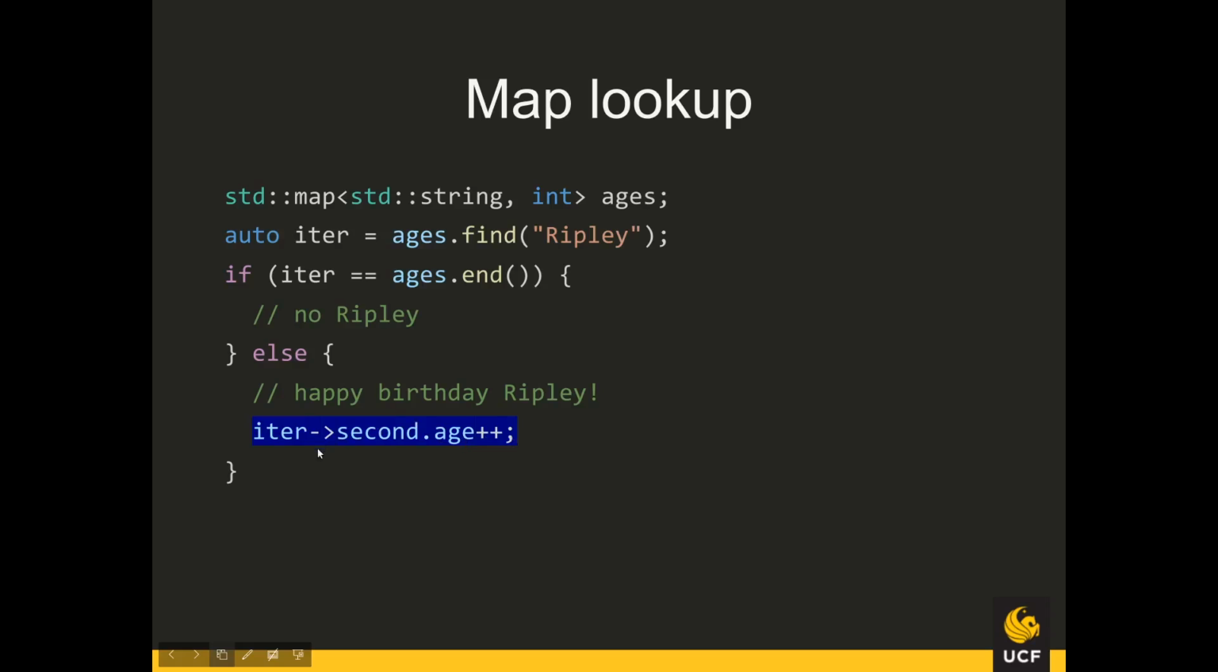Second, however, isn't just an int. This actually boils down to a reference to the value type that's inside the map. So age here refers to the actual int in the map data structure. So if we do this increment here, we are actually giving Ripley a birthday inside the map, and since her age was 4 before, after this, the next time we ask for it, we're going to get 5. That's a long-winded way of saying that you can actually use second, when you're iterating through a map, to mutate the entries in the map.